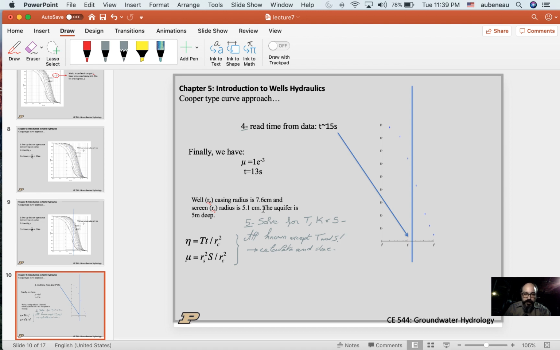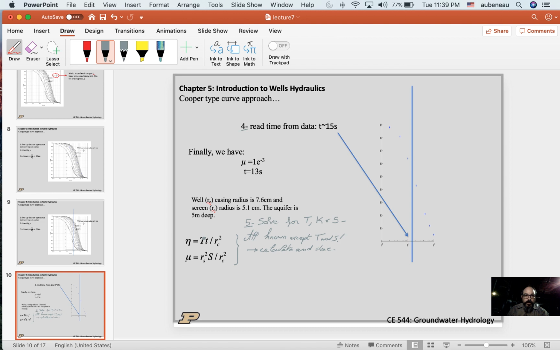The aquifer itself is 5 meters deep. So now we've got everything solved. We have eta equals T t over r c squared equals 1, at t equals 13 seconds. So now we know the casing radius, we know the time, 13 seconds, and we know eta is 1. So we can write 1 equals transmissivity times 13 divided by 7.6 squared, meaning the only unknown is transmissivity, so we can solve for transmissivity.